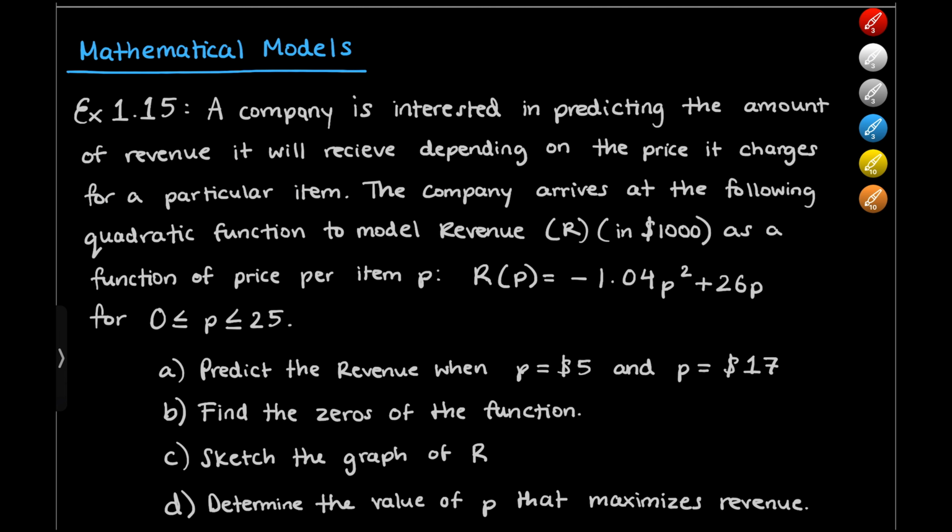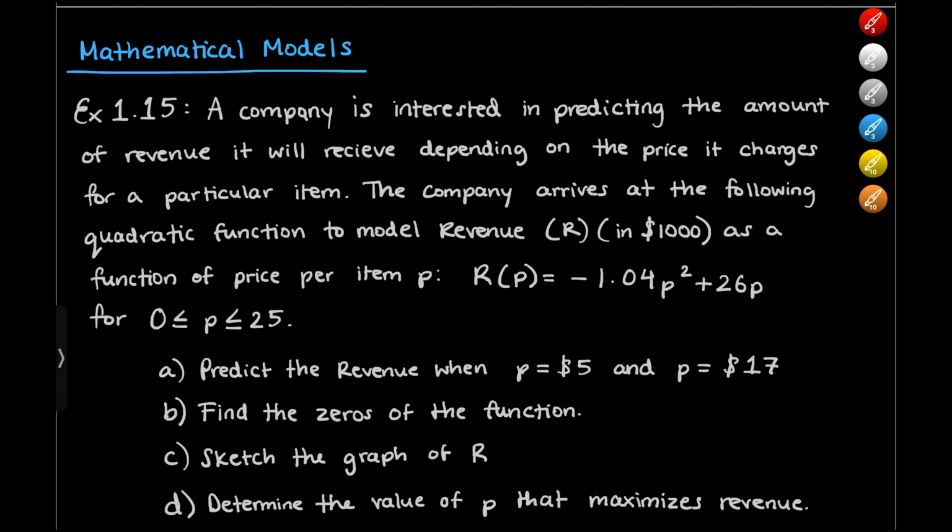Let's look at mathematical models now. So mathematical models are real-world scenarios that can be described using graphs or tables. And so some examples of mathematical models include the study of population dynamics, investigations of weather patterns, and predictions of product sales. So let's take a look at this example over here. It says a company is interested in predicting the amount of revenue it will receive depending on the price it charges for a particular item.